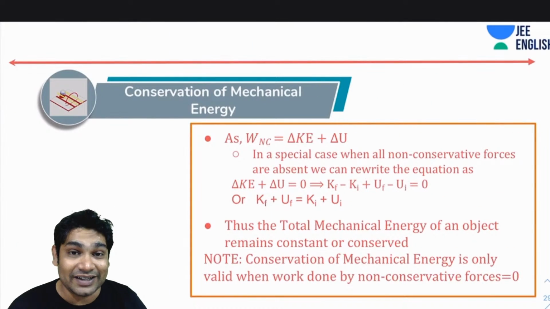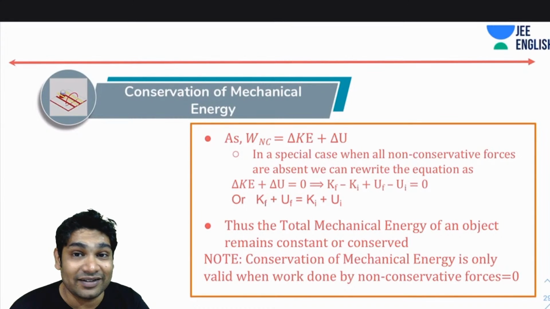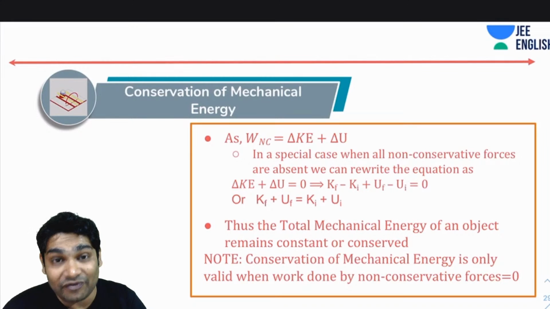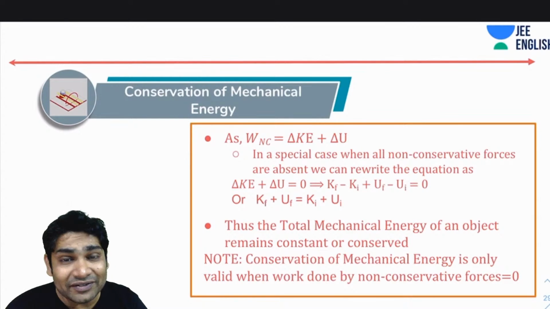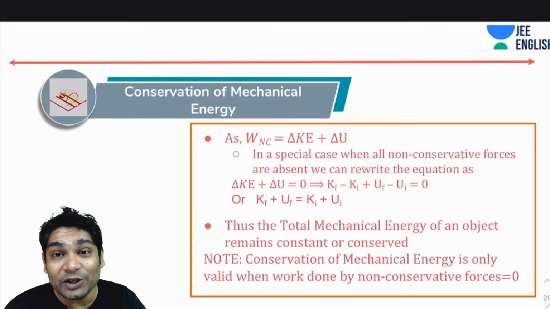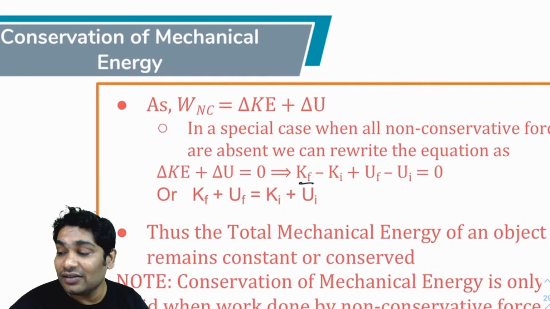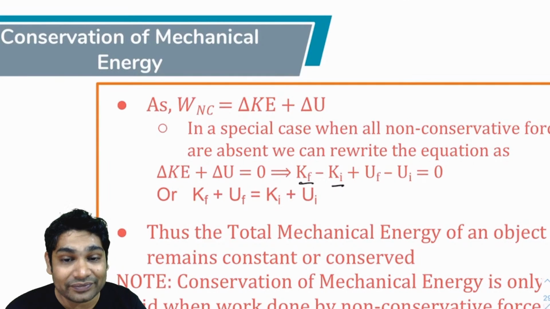Now let's go over a special case, and this special case will yield a special result called conservation of mechanical energy. As we realized, work done by all non-conservative forces is equal to delta K plus delta U. In a special case where all non-conservative forces are absent, suppose there is no non-conservative force in the system, or even if there are, they're not doing any work. In that particular case, what will my equation become? My equation will become delta K plus delta U equals 0. Now delta K can be written as the final kinetic energy minus the initial kinetic energy.